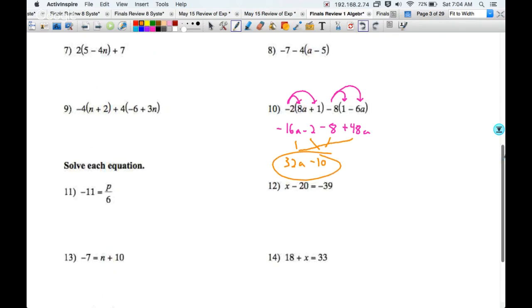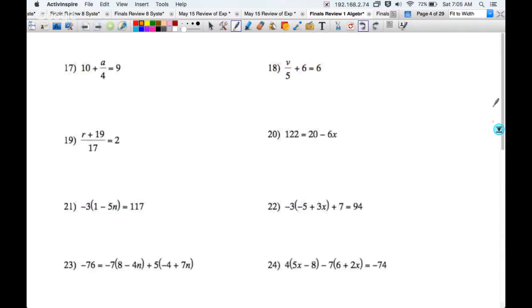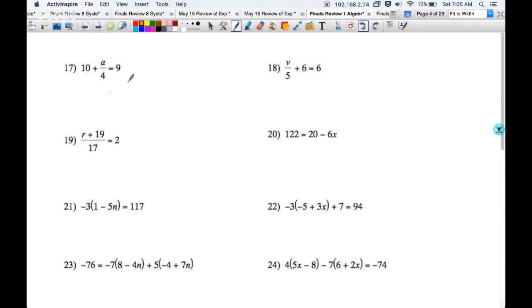All right, let's practice our solving skills. I'll try to pick a difficult one, maybe let's do 17, then we'll do 19, because they both show division in a different way. In 17, this addition is outside of the fraction, so this is our most outside operation, and I get rid of it first with a minus 10 on both sides. And now I've got a over 4 equals negative 1. Now I can multiply both sides by 4, and I get a equals negative 4.